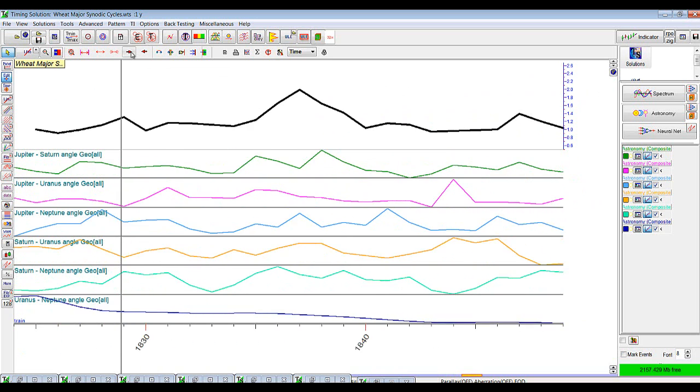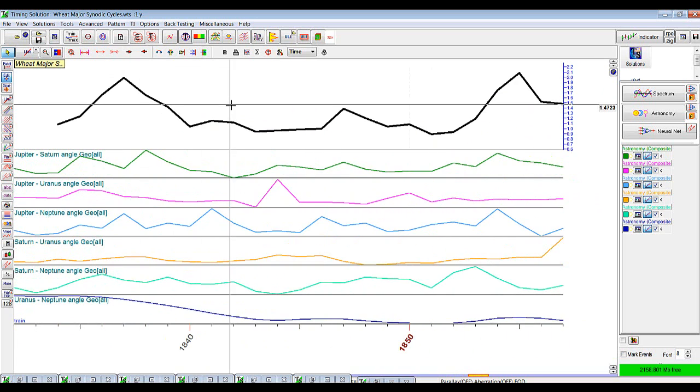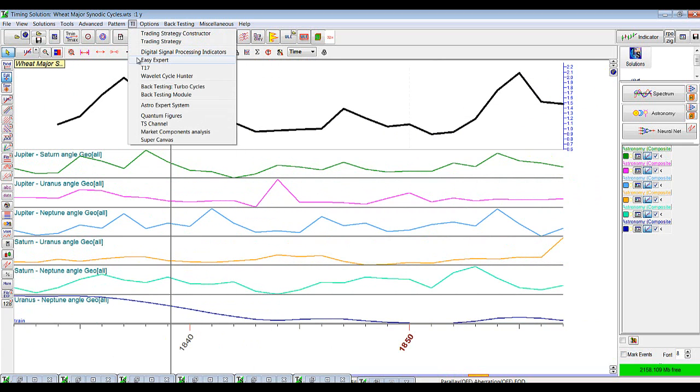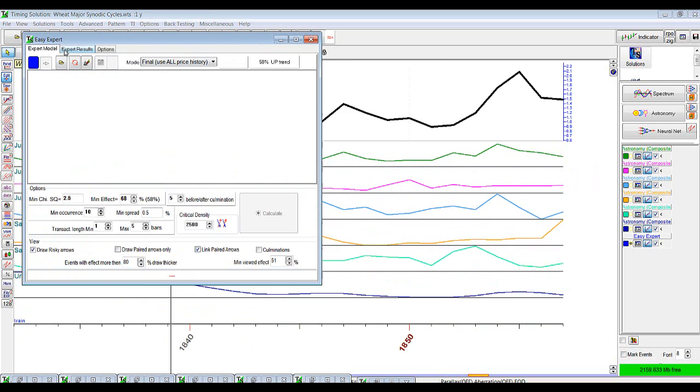So anyway, what I wanted to show you, another thing using this sort of analysis, is something called Easy Expert, which was developed by Bill Meridian as well. Bill developed the efficiency test. It was actually invented by him, and also the Easy Expert.